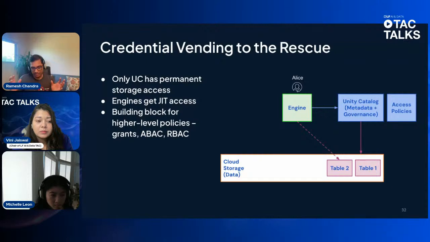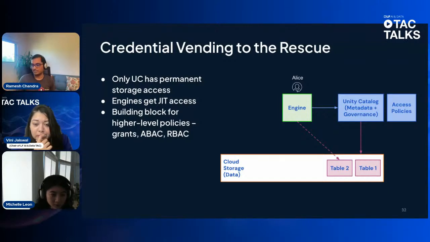So this becomes a very powerful building block on top of which you can build higher level policies. Note that I didn't mention what this access policies box looks like. You can have that access policies block be just simple grants. It could be more advanced policies like RBAC, or even policies that are dynamic, like attribute based access control. So all of those can be supported on top of this building block.